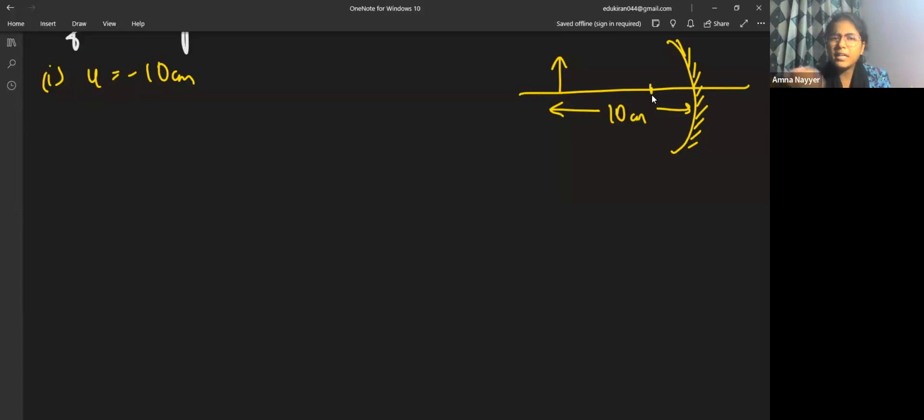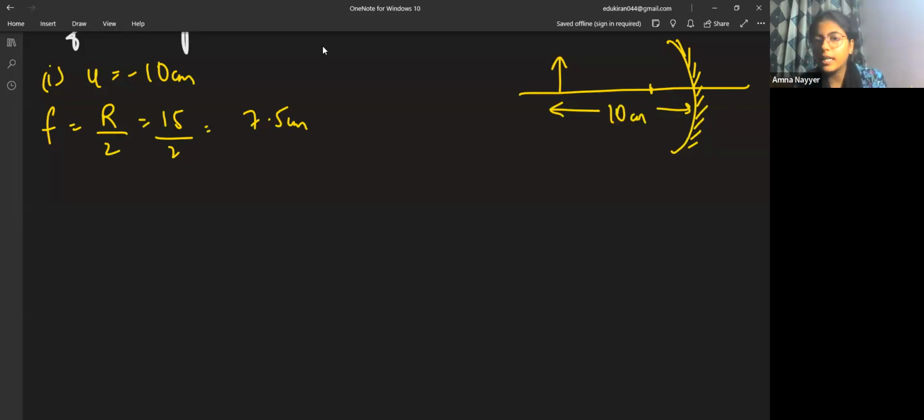Do we need radius of curvature? We don't need, but radius of curvature is helpful. That focus is half of radius of curvature. So if radius of curvature is 15 centimeters, this will become 7.5 centimeters. Now this is also not correct. Why? Negative sign. Because focal length is also formed in front of the mirror.